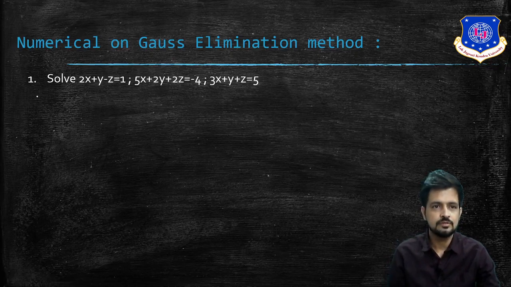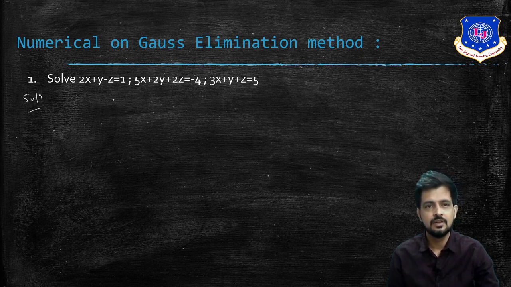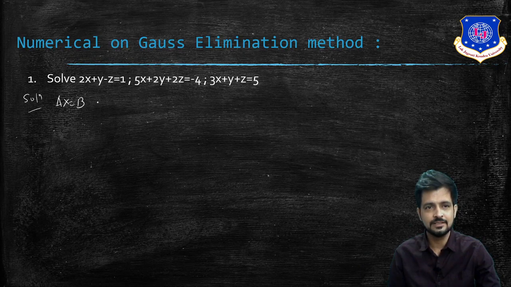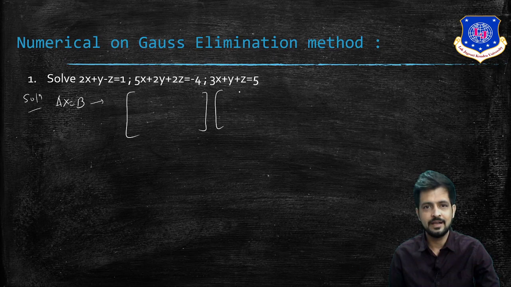Okay, first of all, what is given? Three different equations are given: 2x plus y minus z equals 1, 5x plus 2y plus 2z equals minus 4, and 3x plus y plus z equals 5. We have to solve it with the help of Gauss elimination method. So we will follow the steps. First of all, I have to write it in the form Ax equals b, that is matrix form.